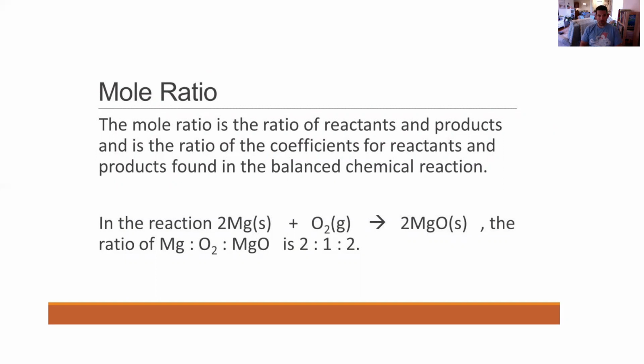The mole ratio is the ratio of reactants and products and is the ratio of the coefficients for reactants and products found in the balanced chemical reaction. All right, the mole ratio is based on those coefficients, which is why we need the proper coefficients to do a reaction, which is why we need the balanced chemical reactions. So in the reaction given, we have 2 magnesium plus 1 oxygen yields 2 magnesium oxide. The ratio of magnesium to oxygen to magnesium oxide is 2 to 1 to 2.